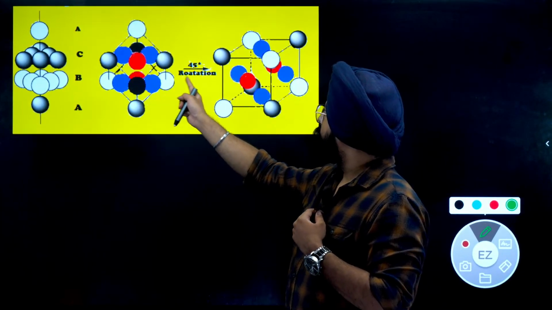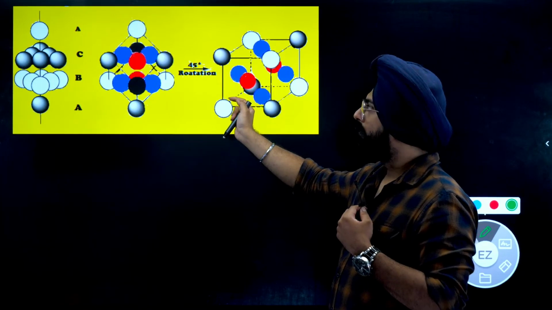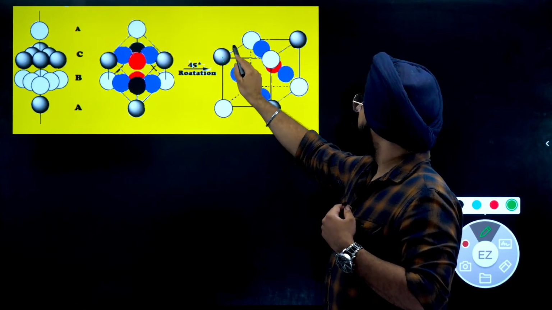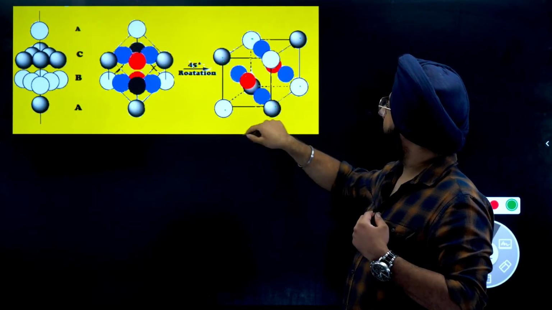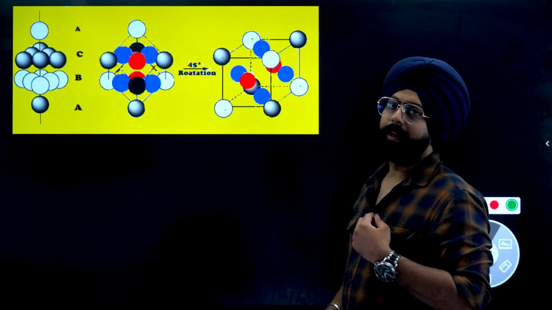All the atoms have been shown where these are. So these are my corner atoms, and the rest are your face centers.